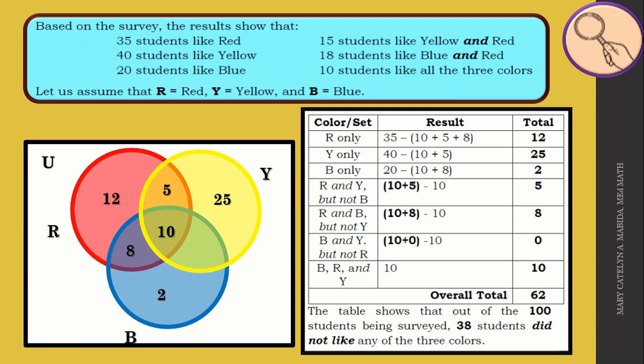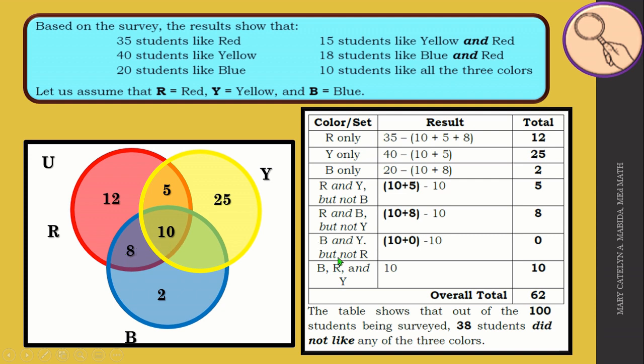What about red and blue but not yellow? So we focus our attention on the red and blue, and then look at this 10. This 10 is in the reach of the yellow circle. Red and blue but not yellow is equal to 8. Only 8 students like red and blue but not yellow.